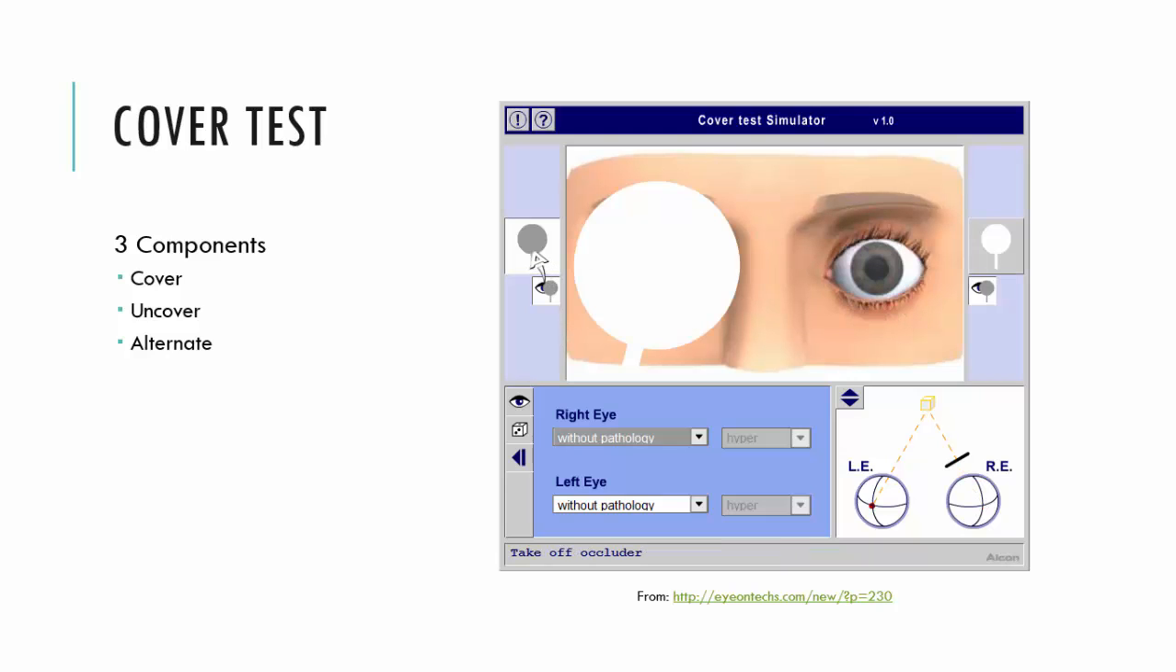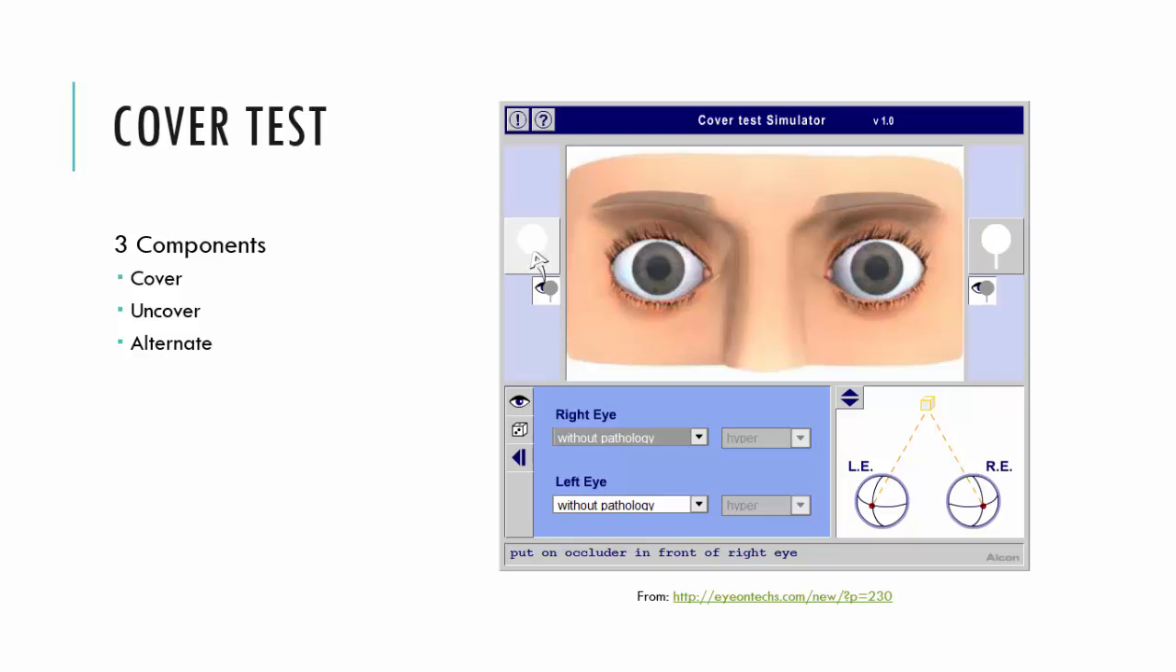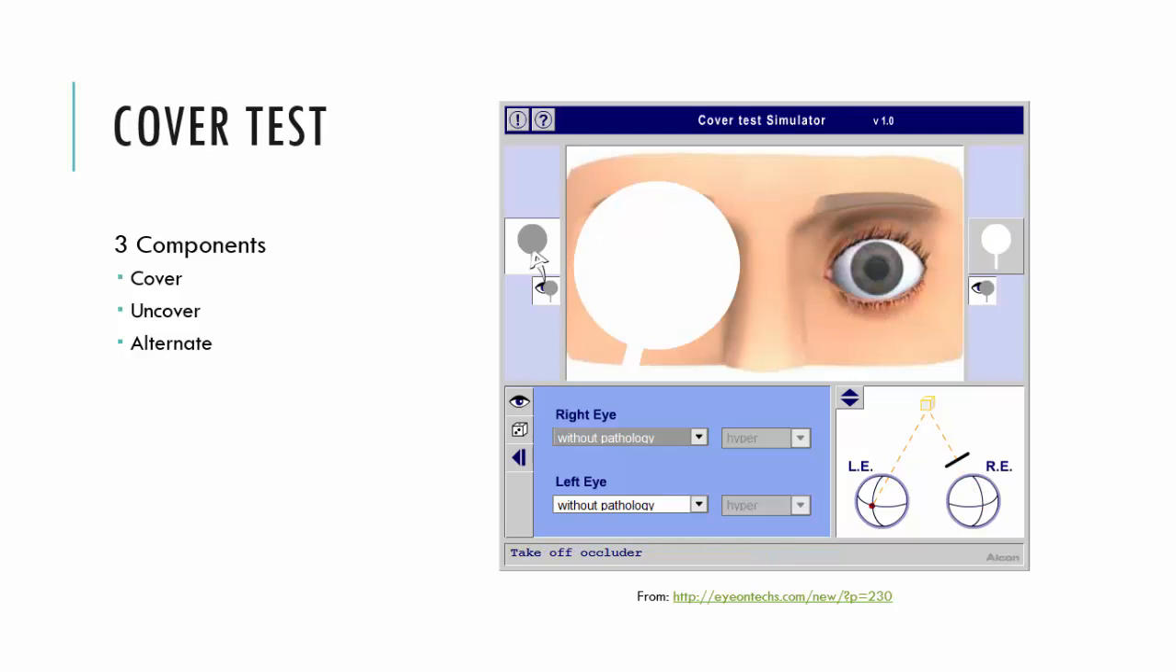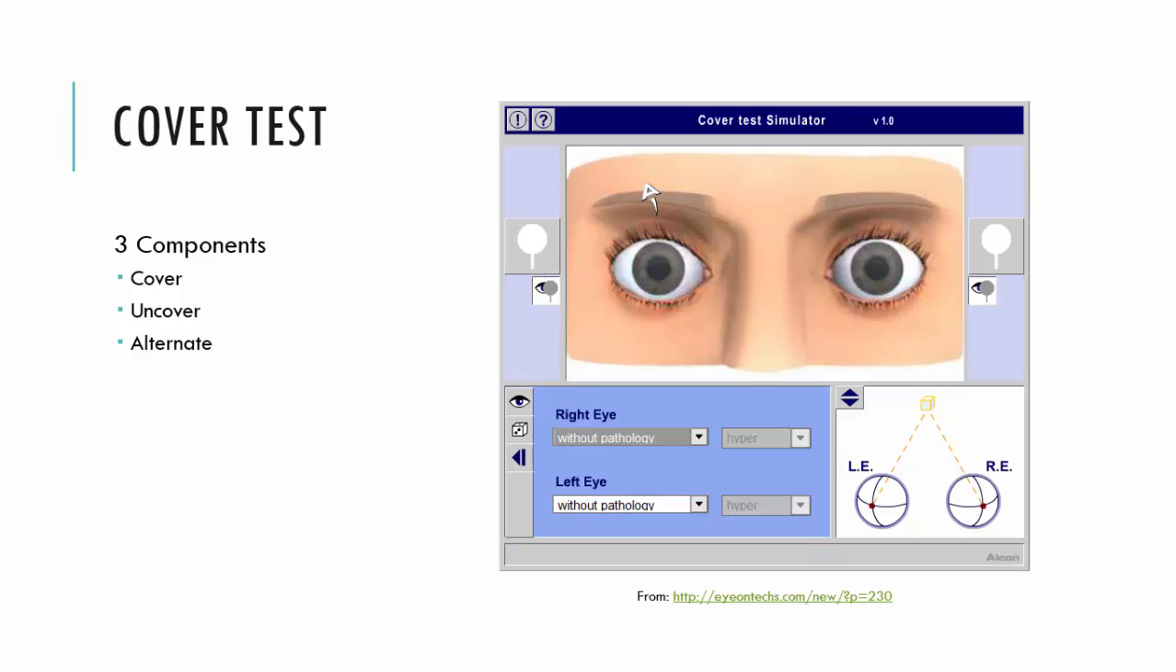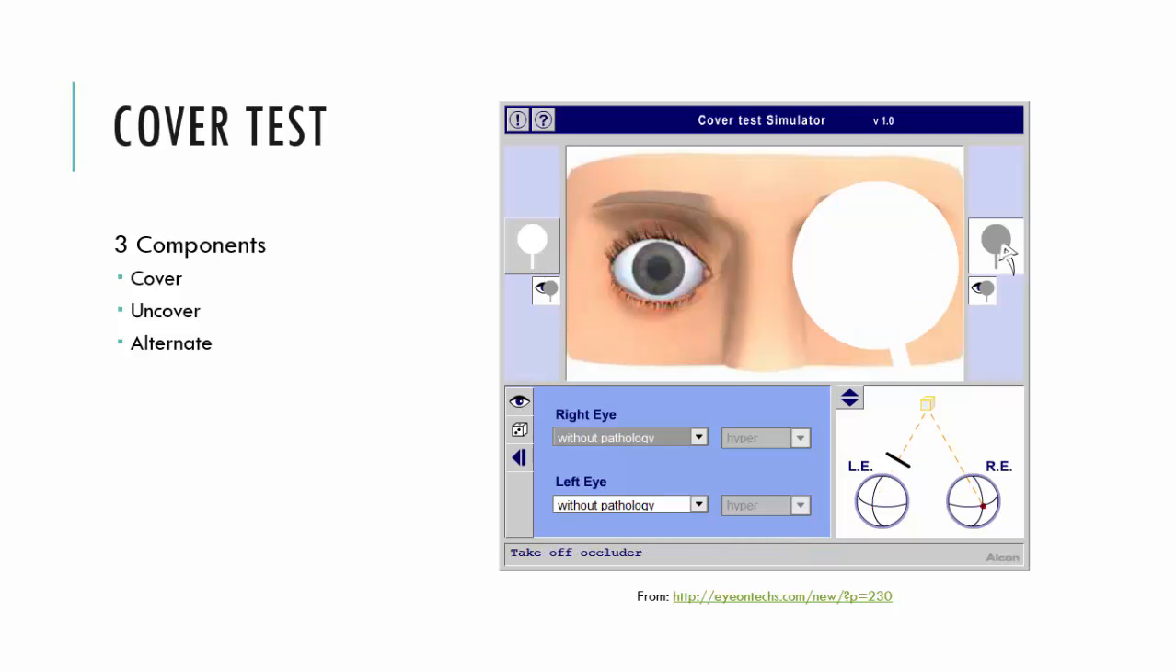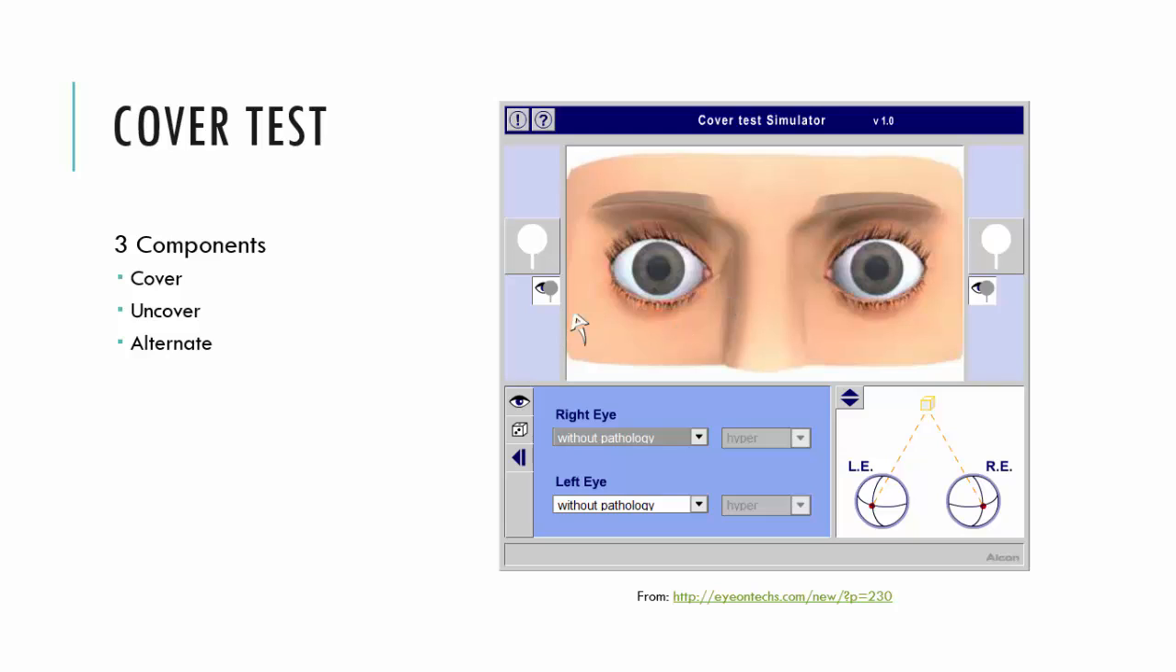So I'll occlude the eye, and what I'll look now at is what happens to the eye when I take the occluder away. So taking the occluder away, there was no movement of the right eye. Let's do that again, no movement of the right eye. So I've got confirmation there that I'm not observing any latent deviation. And again, I'll do that with this eye, and there's no latent deviation there.